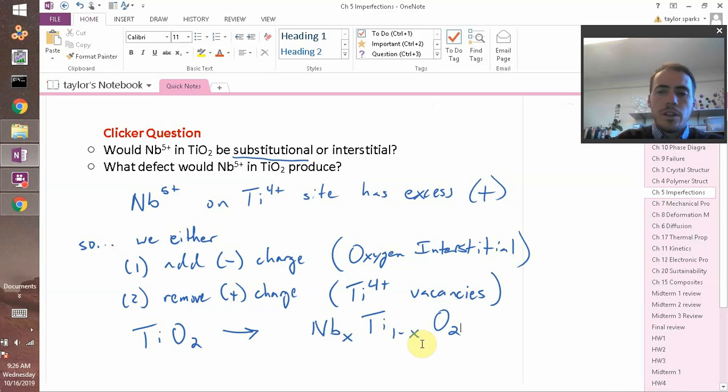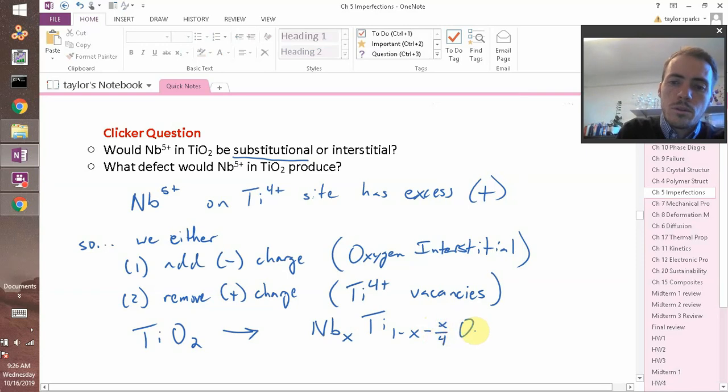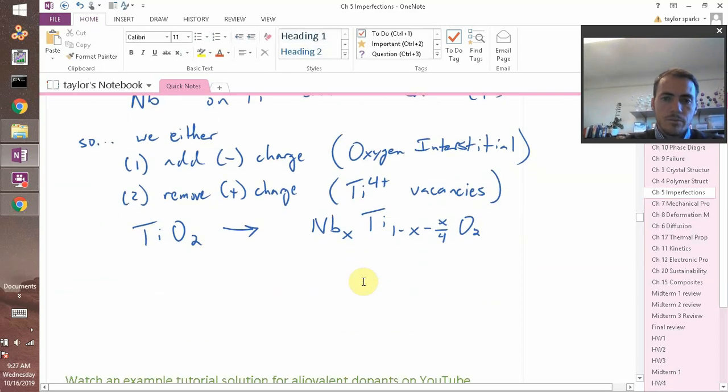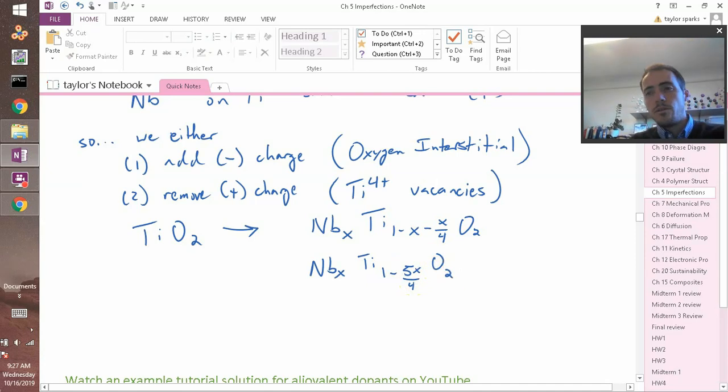So this really needs to be modified, and we're going to say, okay, there's the one for the substitution, and then for every four substitutions, we need a vacancy. So it's going to be minus x over 4, O2, right? And you could obviously combine those together. So rewriting this: Nb x, Ti 1 minus 5x/4, O2. That would be the defect formula for this, right?